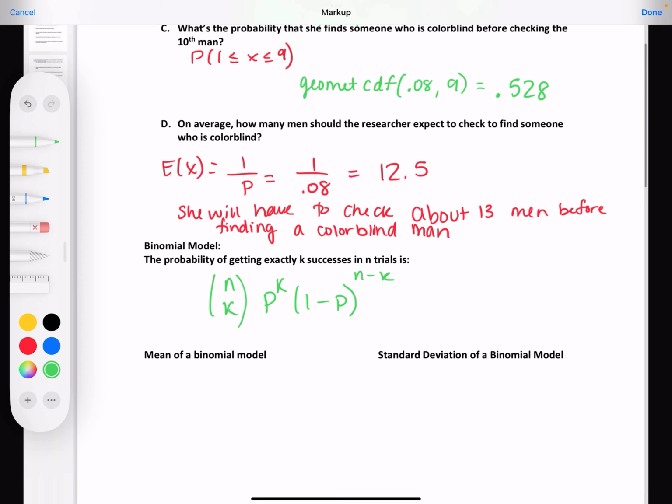The mean of a binomial, mu, is equal to N times P. And then the standard deviation of a binomial, sigma, is equal to the square root of NPQ.